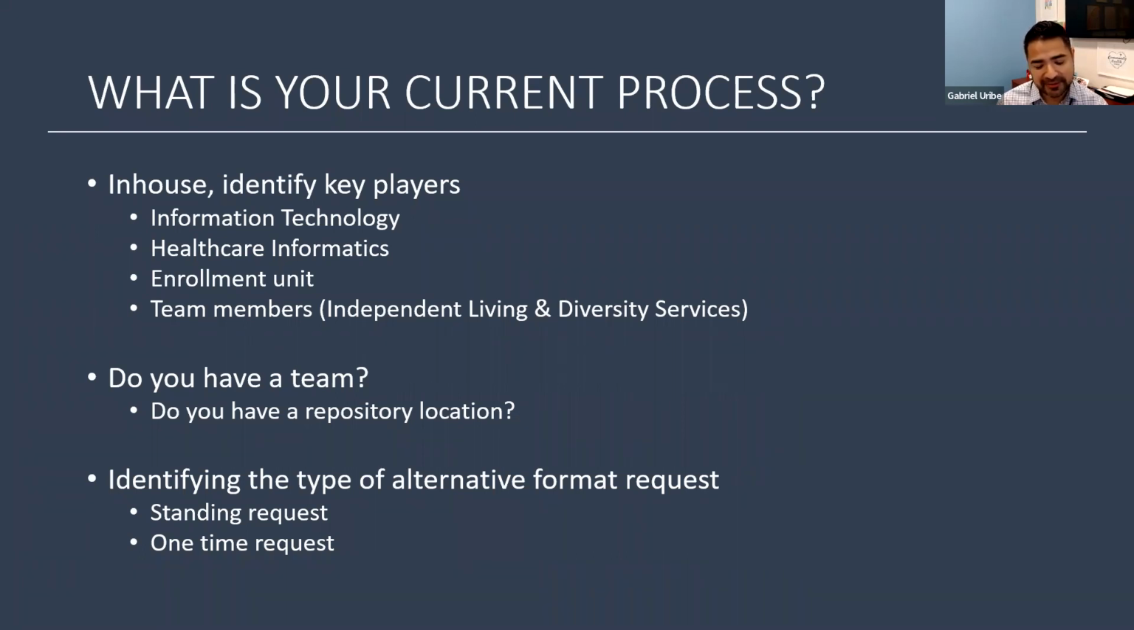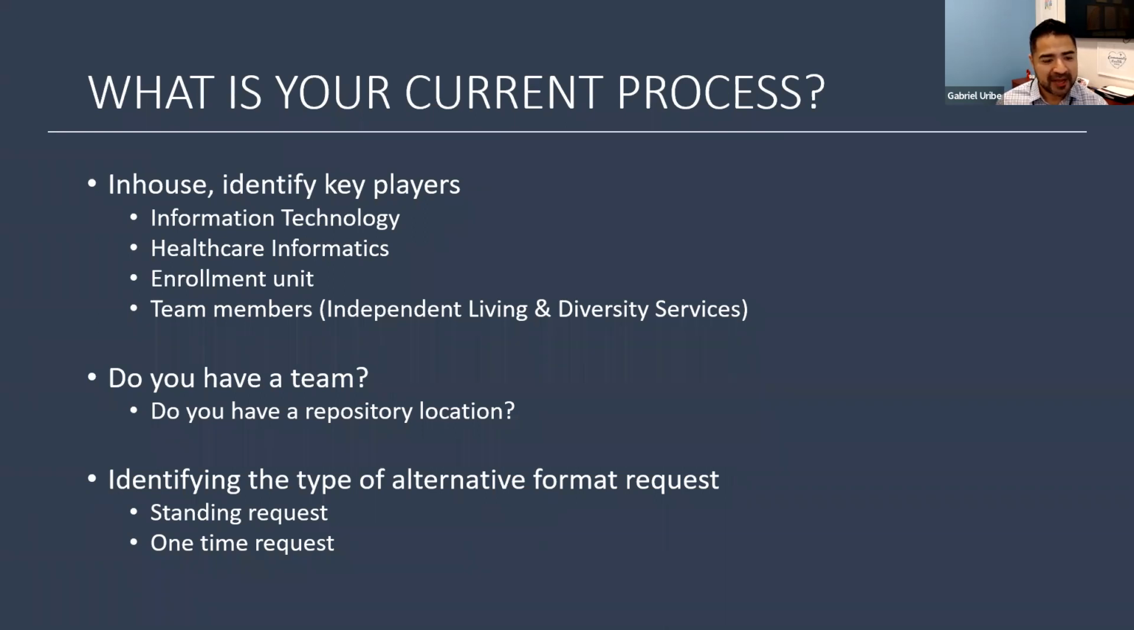And then I also talked a little bit about the standing request. A standing request is when a member says, Carla, from this point on, I'd like all my communication to be in Braille because I do require it due to a disability. So why is that important? Why is it important to have the option for a standing request?